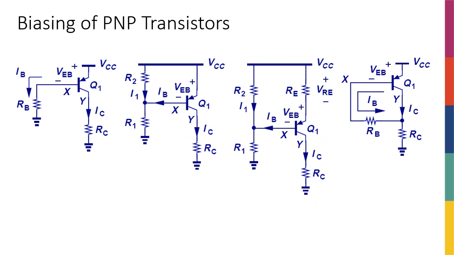So same as everything else, with PNP transistors, we're going to have very similar discussions compared to NPN. We pretty much have all those different circuits in PNP as well. So this is the simple biasing, this is the resistor divider, this is with the degeneration, and this is the self-biased circuit. When we're talking about emitter degeneration, we put the resistor in the emitter, but this time the emitter is on the top, because the emitter of a PNP is actually here, right?